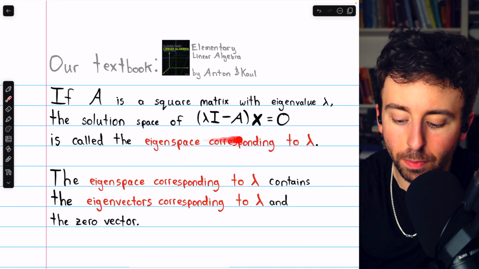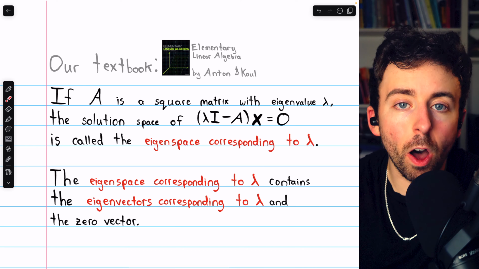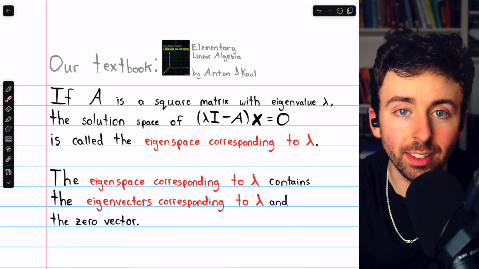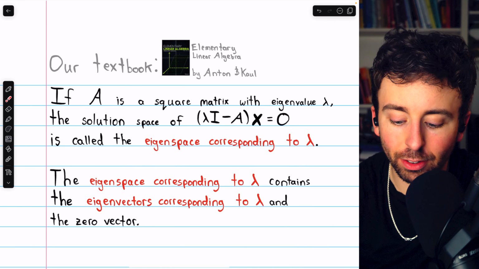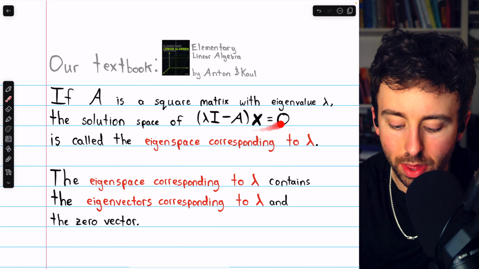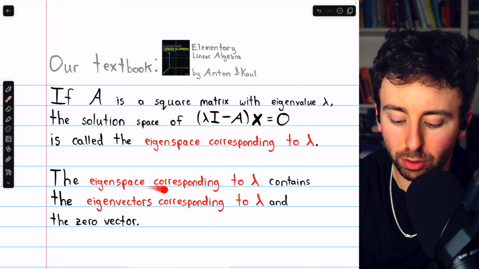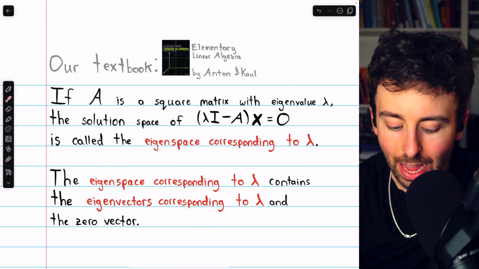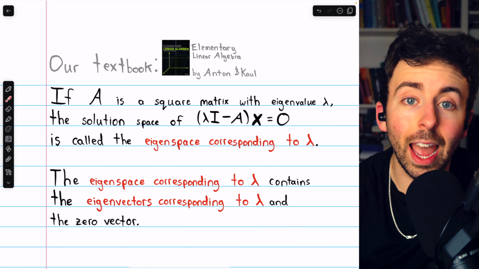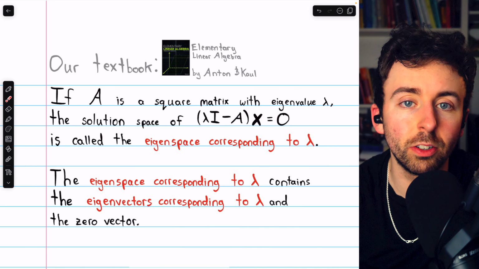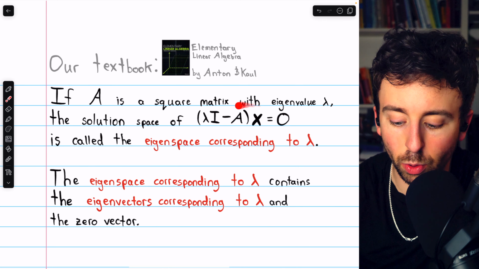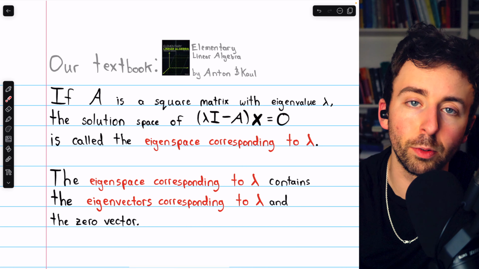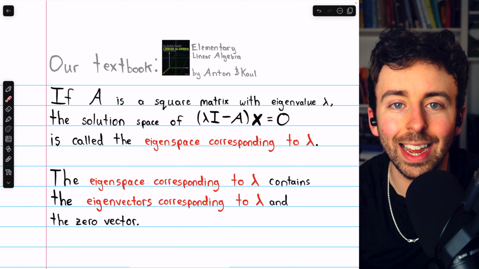So all this definition means is that the set of all eigenvectors corresponding to an eigenvalue, as well as the zero vector, make up the eigenspace. Those are the solutions to this equation. So the eigenspace corresponding to lambda contains the eigenvectors corresponding to lambda and the zero vector. Any eigenvector corresponding to lambda would be a solution of this equation, and so it would be in the eigenspace, but also the trivial solution is another solution. So we would have the zero vector in the eigenspace as well.